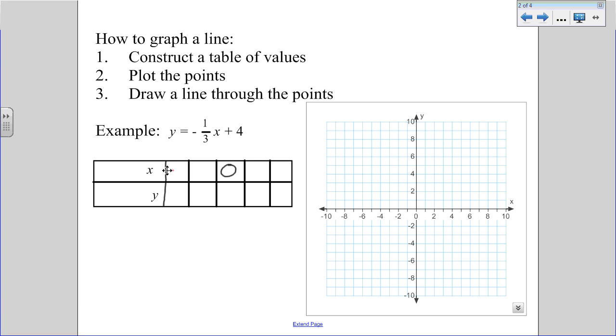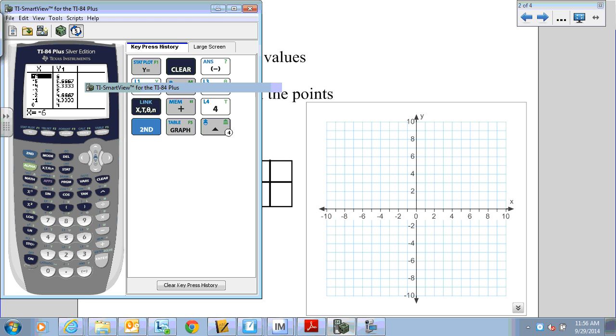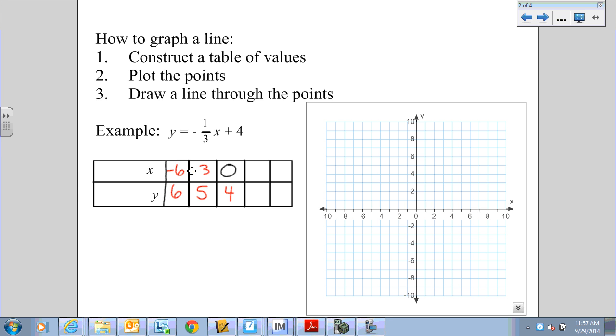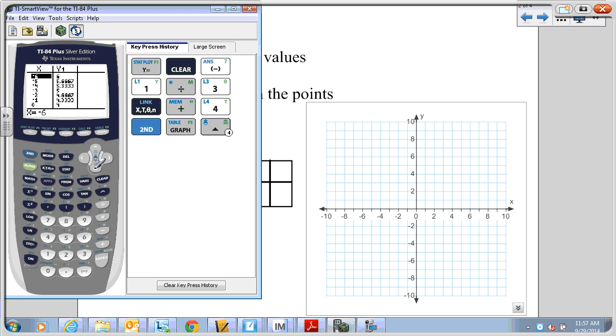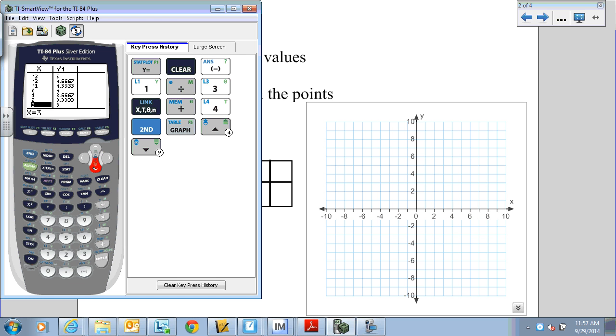So we're going to have negative 6, 6. Double check to make sure that's what we had there. Yep, negative 6, 6. Negative 3, 5. 0, 4. And then if we go back and look on the positive side, we'll cursor down. We'll cursor down. 3, 3, and then I'm going to guess we'll find another one at 6, and we have 6, 2.